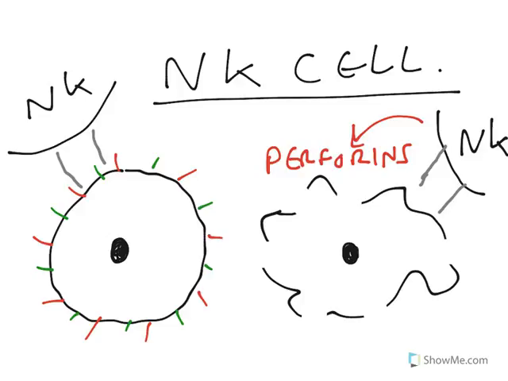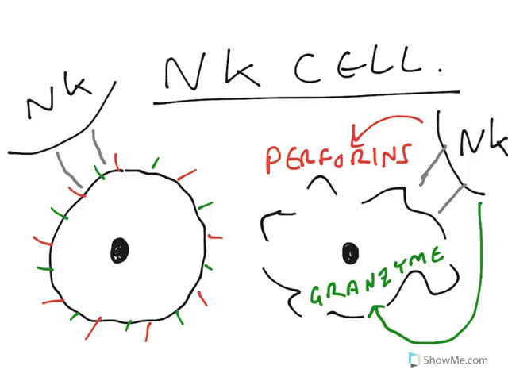Secondly, what the NK cells do is they release molecules which actively stimulate apoptosis, or programmed cell death, within our target cell. And one such molecule released by NK cells is called granzyme. And what granzyme is able to do is cause our target cell to kill itself by the process of apoptosis.